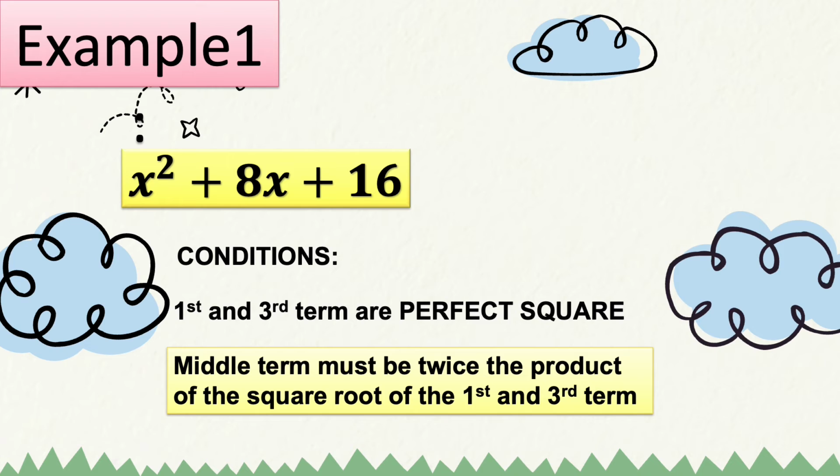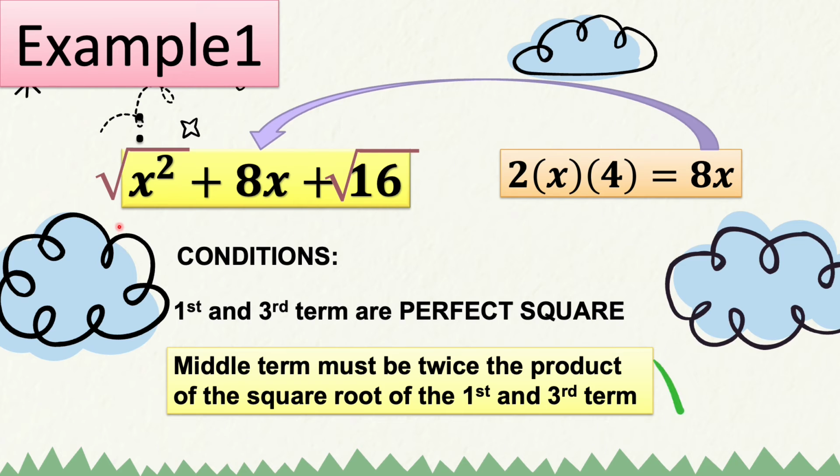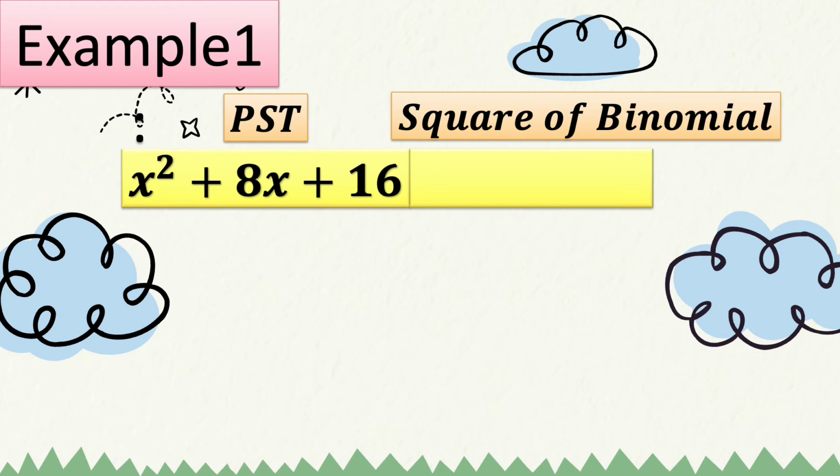Second condition, the middle term must be twice the product of the square root of the first and the third term. Okay? So, ito yung middle term natin, 8x. Try natin. Square root daw ng ating x squared, that is x. Square root ng 16, that is 4. Twice the product of the square root nila. So, 2, meron tayong 2 dito sa unahan kasi ibig sabihin ng twice times 2. So, 2 times x, 2x times 4 is 8x. So, nag-satisfy na naman tayo dun sa ating second condition. So, therefore, ang ating given trinomial is perfect square trinomial.